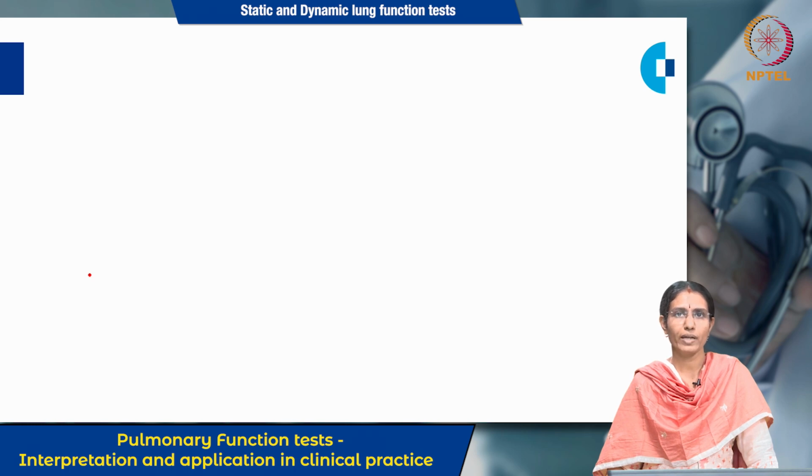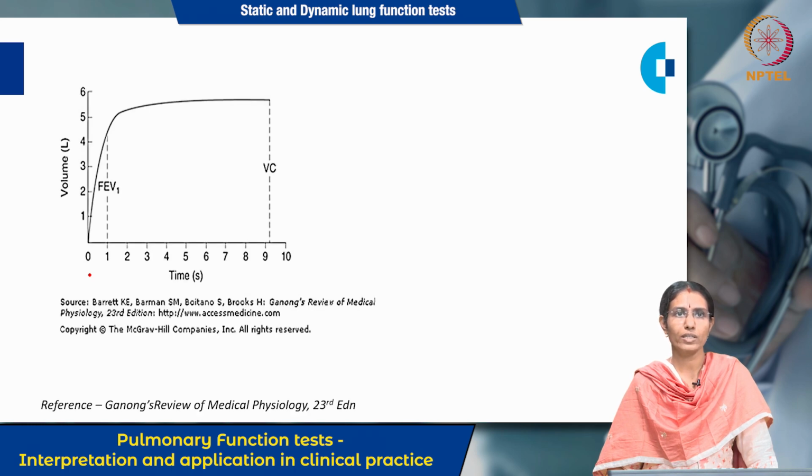And what are the other parameters which can be obtained using the spirogram? FEV1 by FVC ratio. The normal ratio is around 0.8. What does this mean? This means around 80% of the volume of the FVC is expired during the first 1 second in normal individuals. So the normal ratio has to be 0.8.